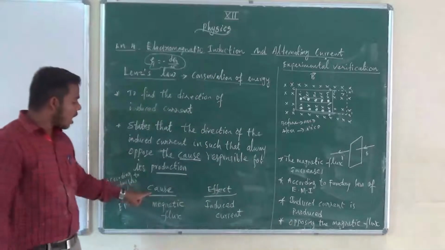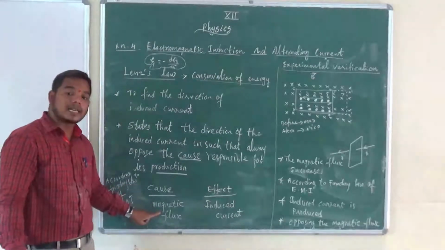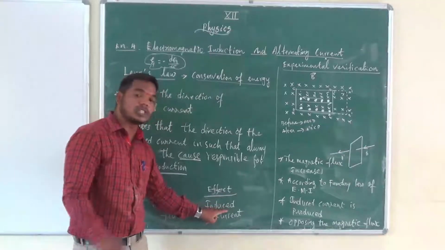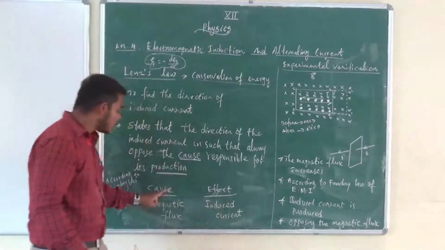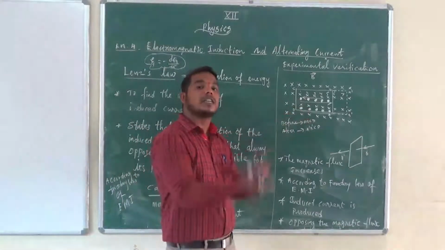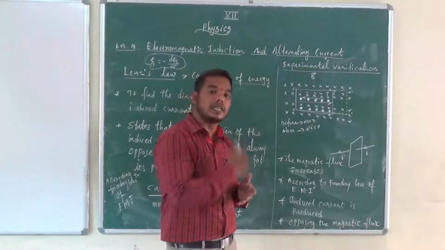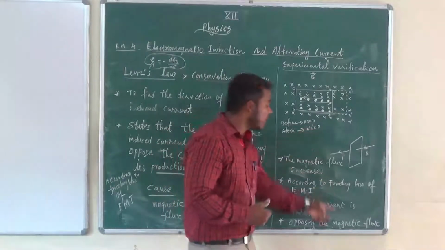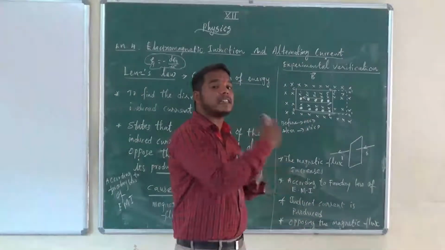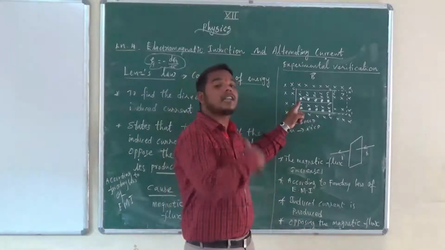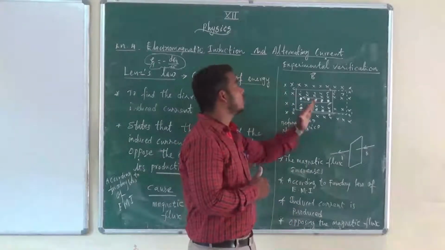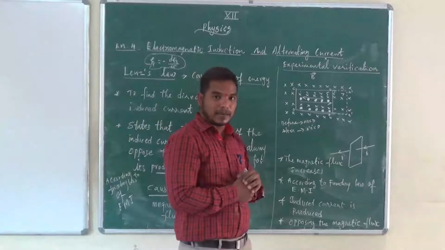Here, see that cause. What is the cause? Magnetic flux change is the cause. What is the effect? Induced current. This induced current opposes the cause. What is the cause? Increasing the magnetic flux. So the increasing magnetic flux is going to decrease. How does it decrease? Due to the induced current. The induced current creates a magnetic field that moves opposite to the beginning magnetic field.